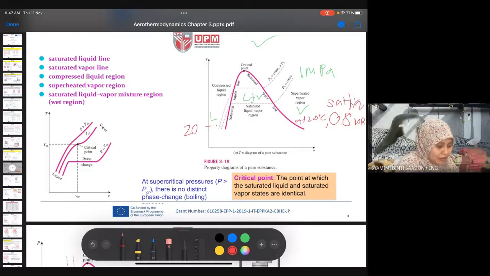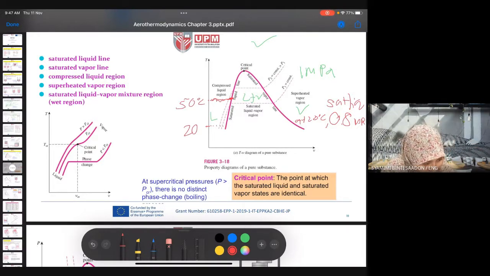But if you have the water at, for example, 50 degrees Celsius, the saturated liquid point will be maybe around 1.2 megapascal. So at 50 degrees Celsius, saturated liquid is at 1.2 megapascal. So it changes depending on temperature and pressure. Okay, saturated liquid.